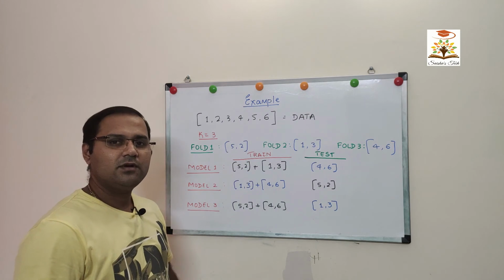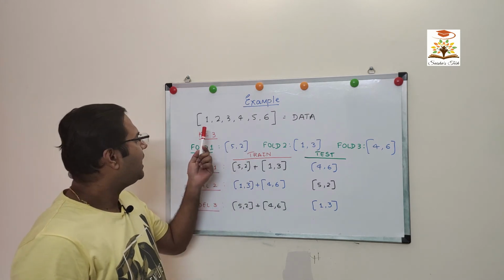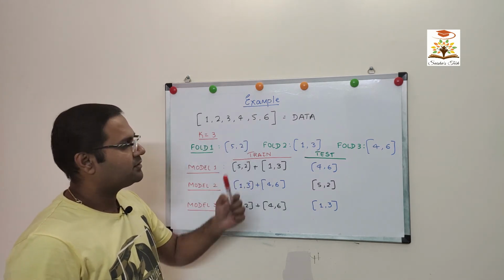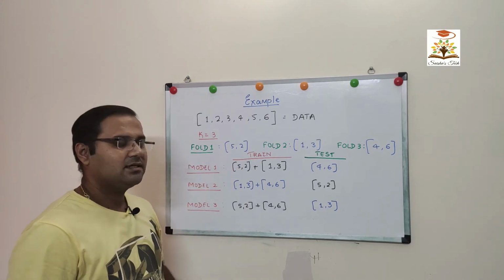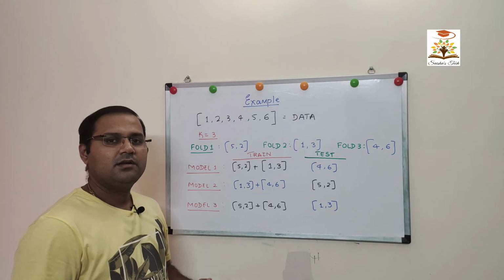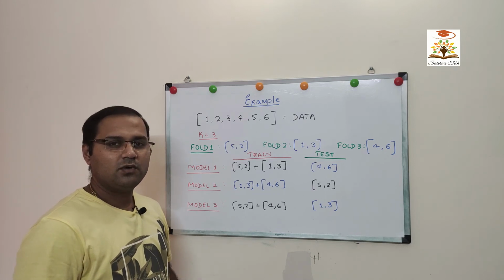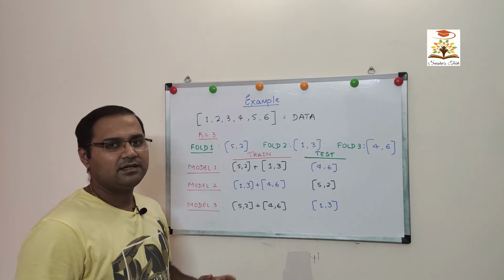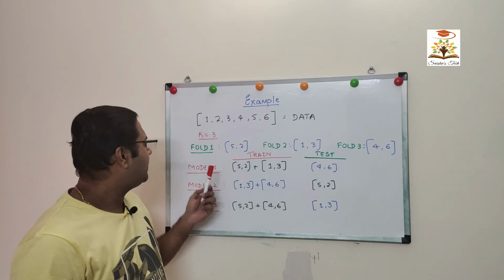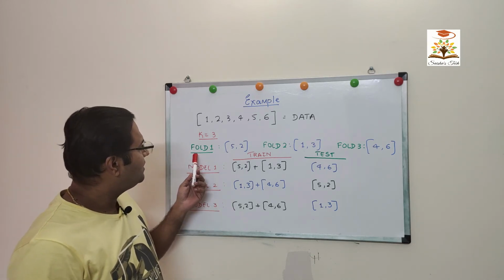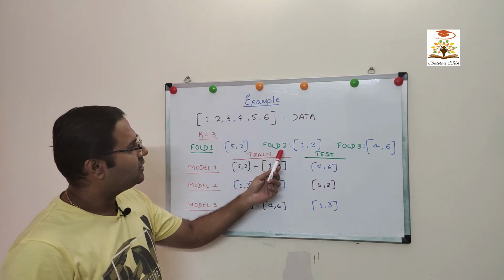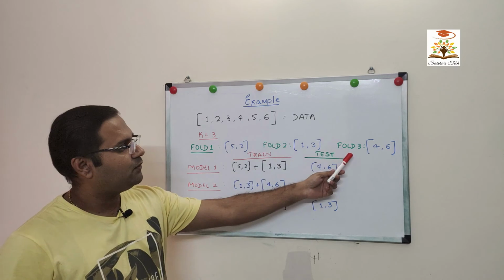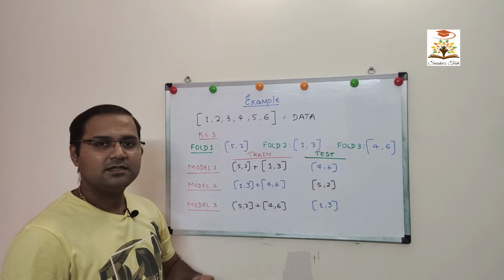Example on k-fold cross-validation. We have a data set of 6 observations and we are considering folds as 3. Before we create the folds, we are randomly shuffling our data. And we have created 3 folds. In fold 1, we have values 5 and 2. Fold 2, values 1 and 3. And in fold 3, we have values 4 and 6.